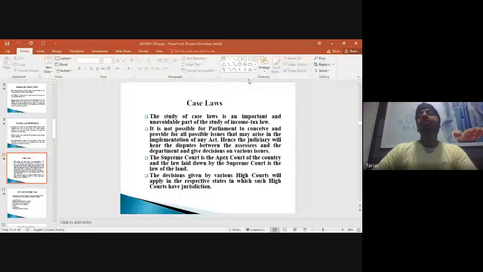Let's talk about the case laws. For example, if there is any income tax law, such as deductions under section 80D or section 80CC, these particular cases related to the laws are always a part of the study when it comes to income tax law and practice. So the study of the case laws is very important, and it's an unavoidable part of the study of income tax law.